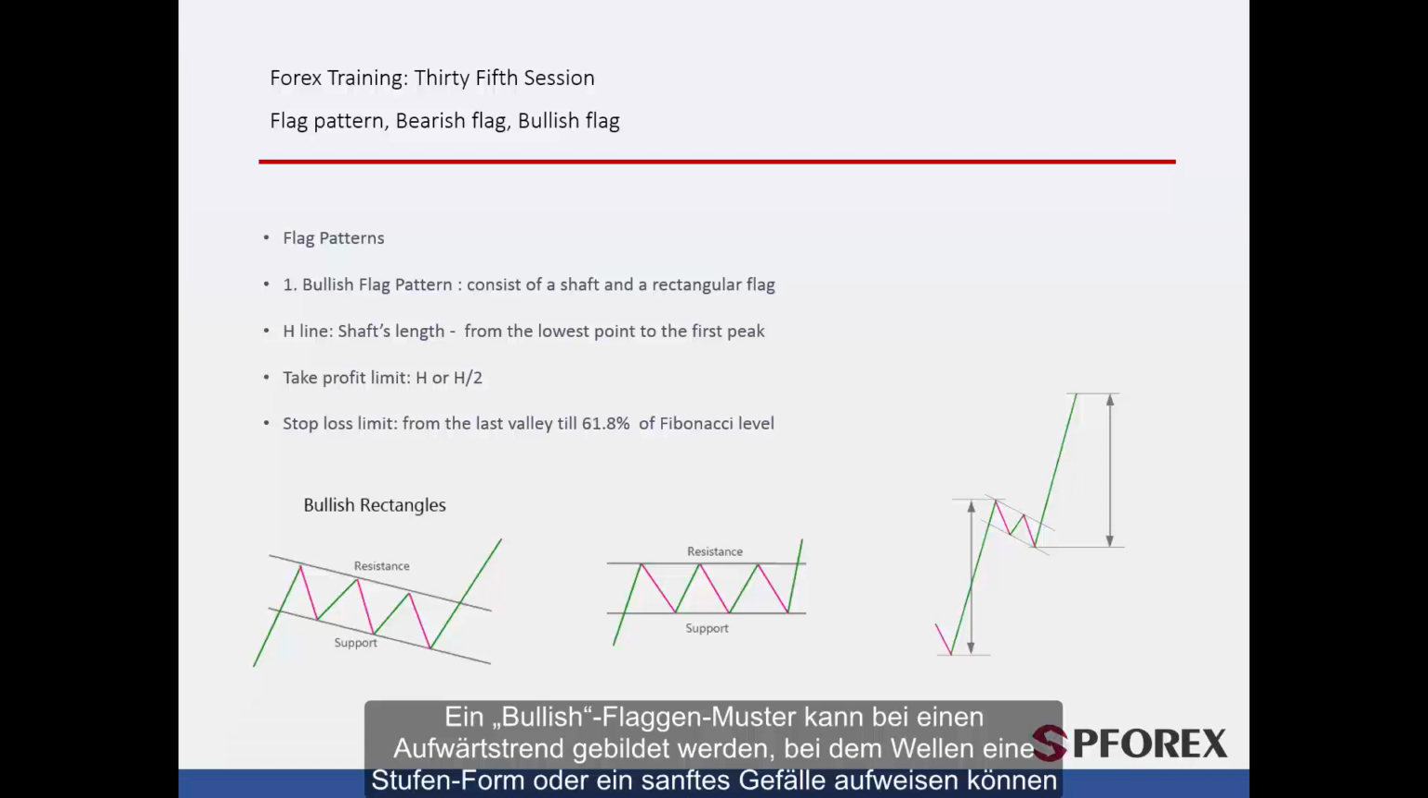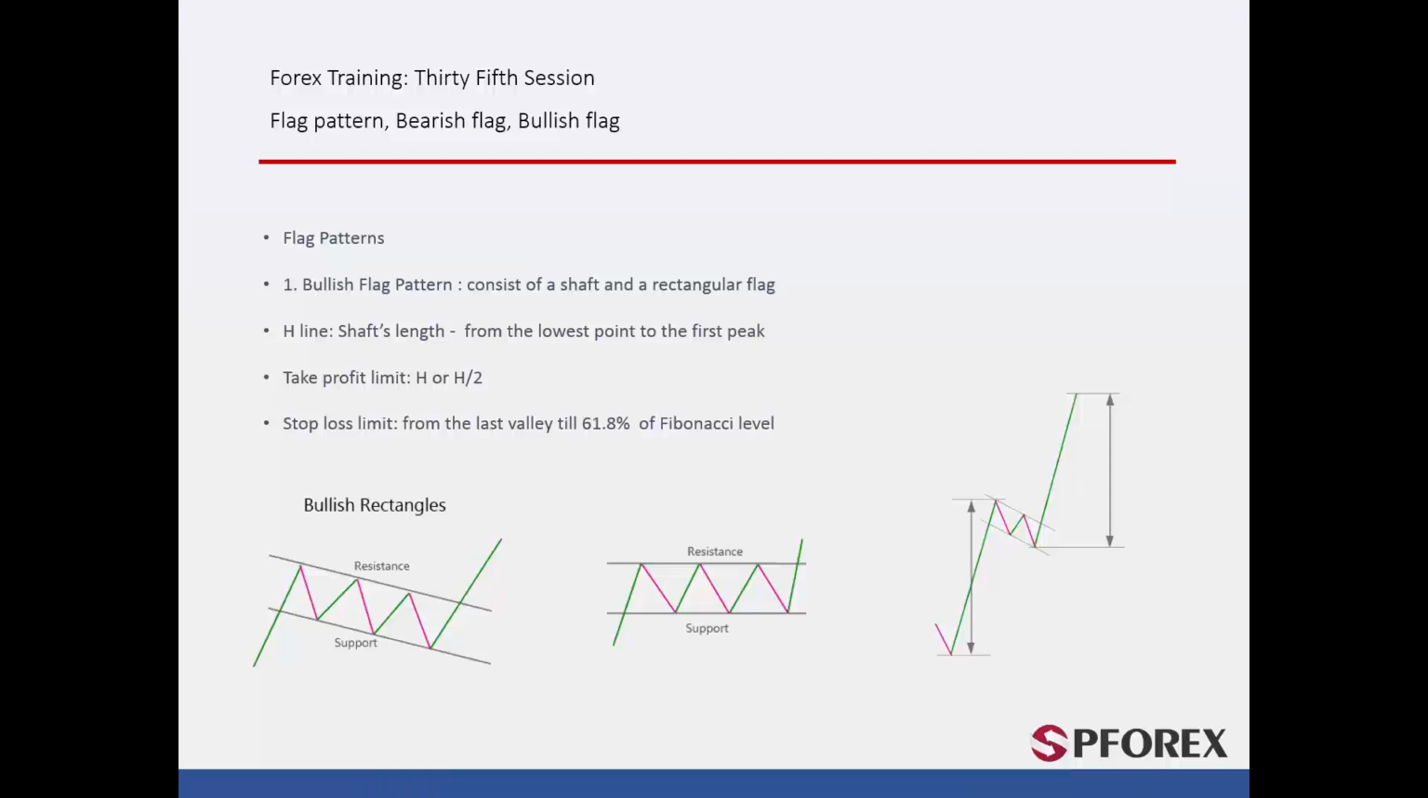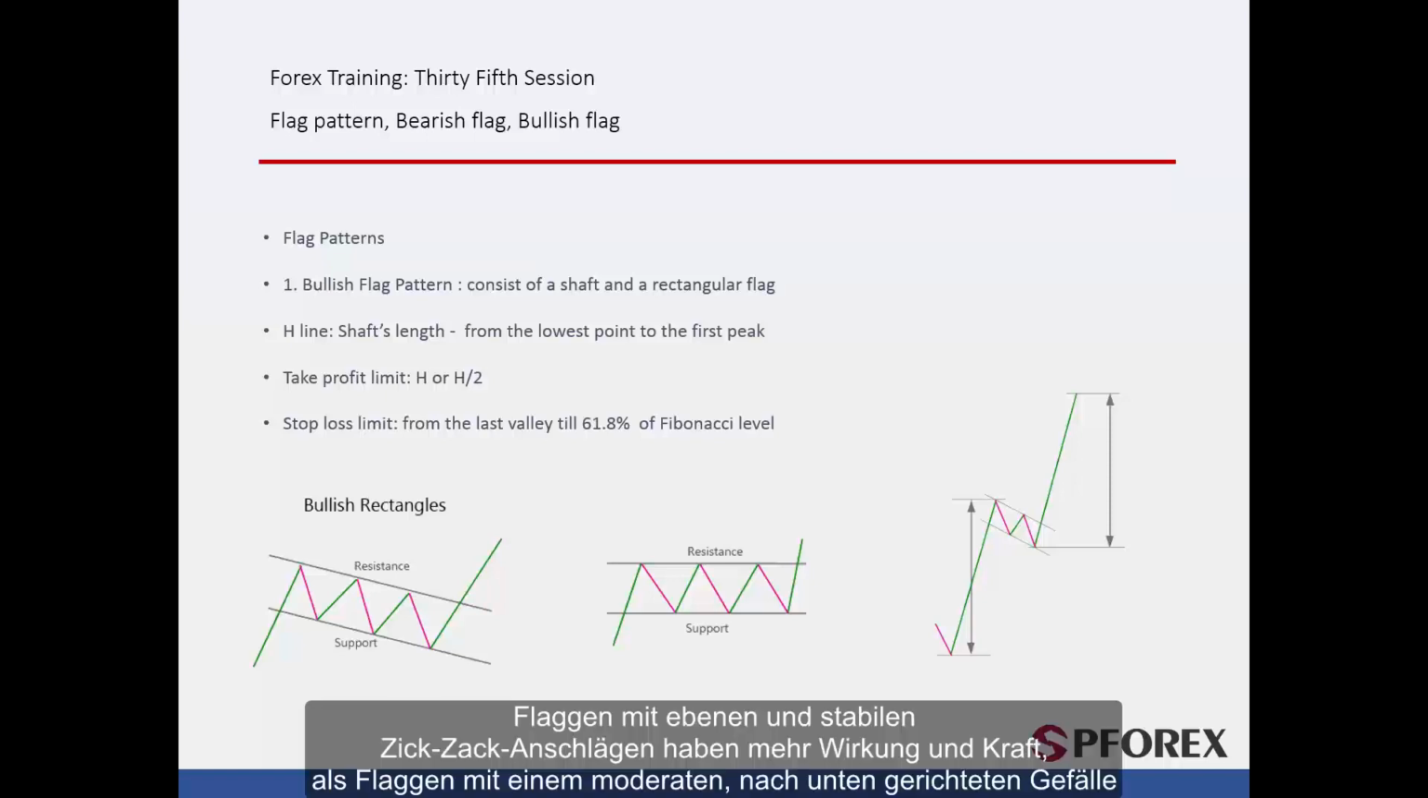A bullish flag pattern can be formed on an upward trend, in which waves may have a level shape or a gentle downward slope. A flag with level and steady zigzag swings would have more effect and power than a flag with a moderate slope towards the bottom.